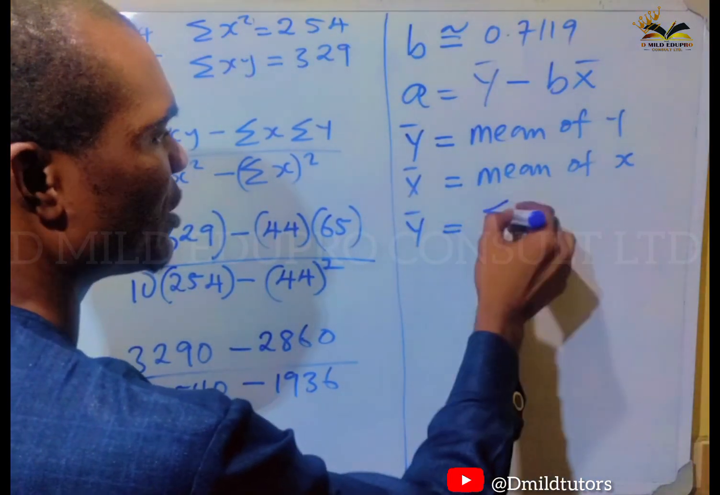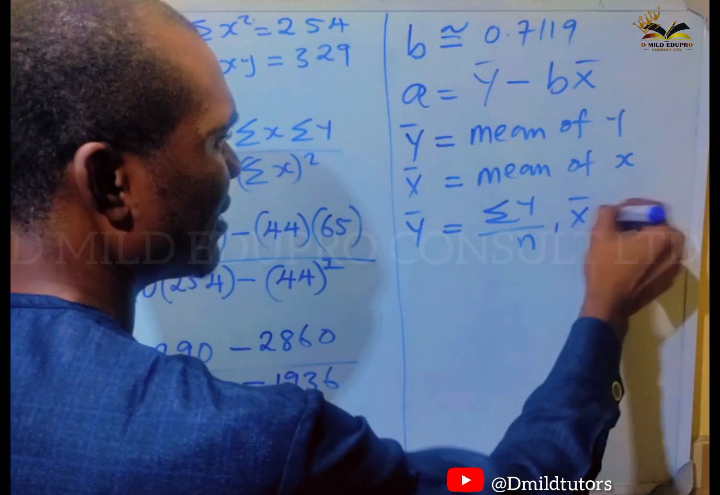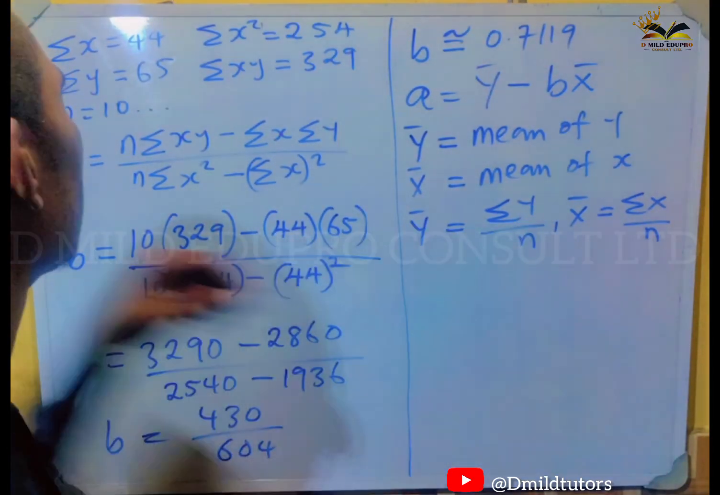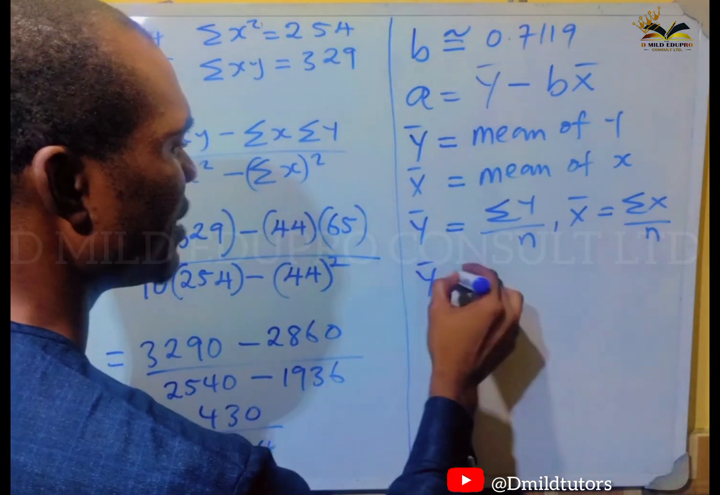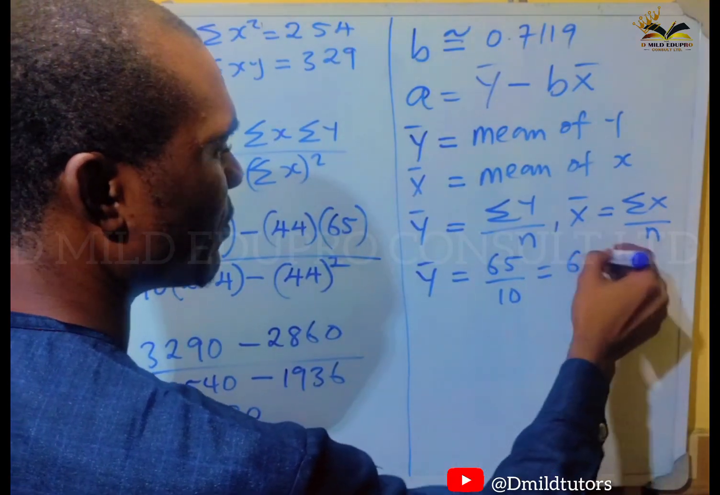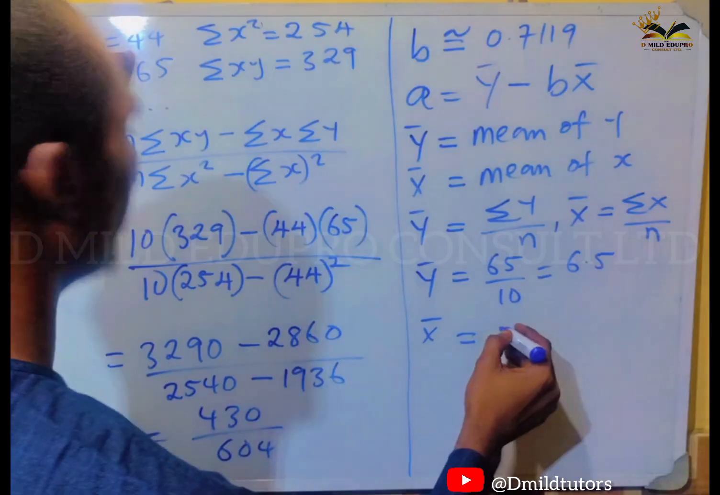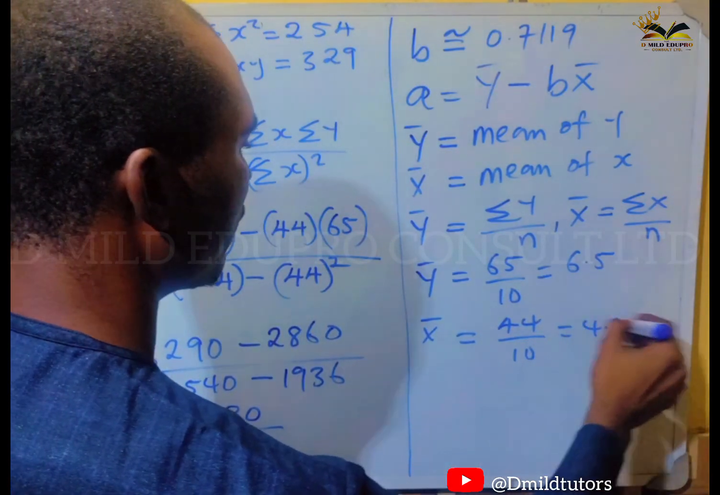And now what is the formula for mean? It's the same thing as summation y over n. The same thing with x bar, it is summation x over n. Now, what is summation y? Summation y is 65. So the mean of y will now be 65 over 10, which is the same thing as 6.5. And then summation x will be 44 over 10, which is the same thing as 4.4.